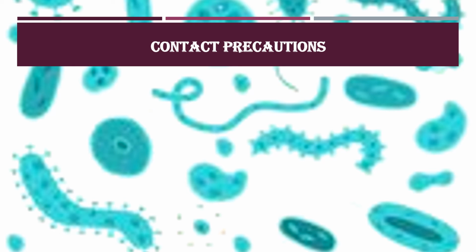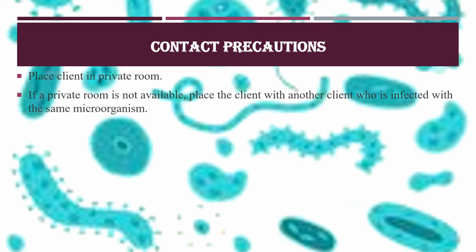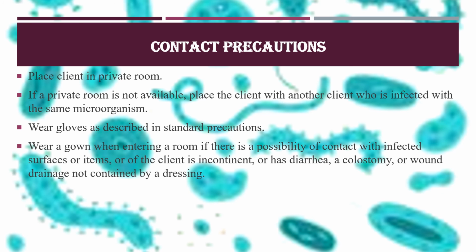Here we have the contact precautions. It is again used with the standard precautions. Place the client in a private room. If a private room is not available, place the client with another client who is infected with the same infection. Wear gloves as described in standard precautions. Wear a gown when entering a room if there is a possibility of contact with infected surfaces or items, or if the client is incontinent or has diarrhea, a colostomy, or wound drainage not contained by a dressing.